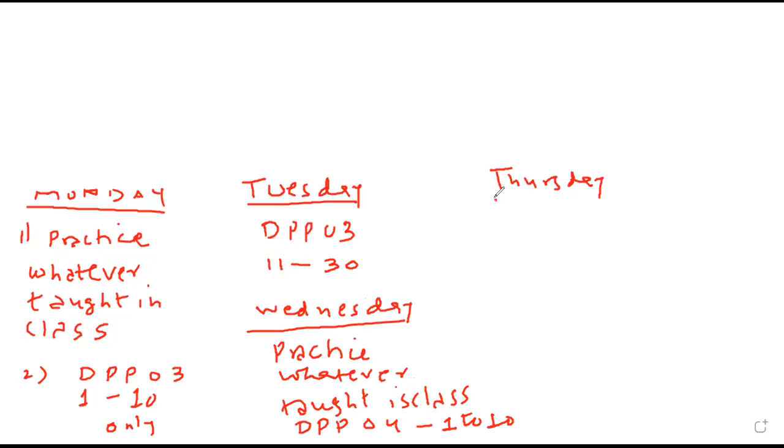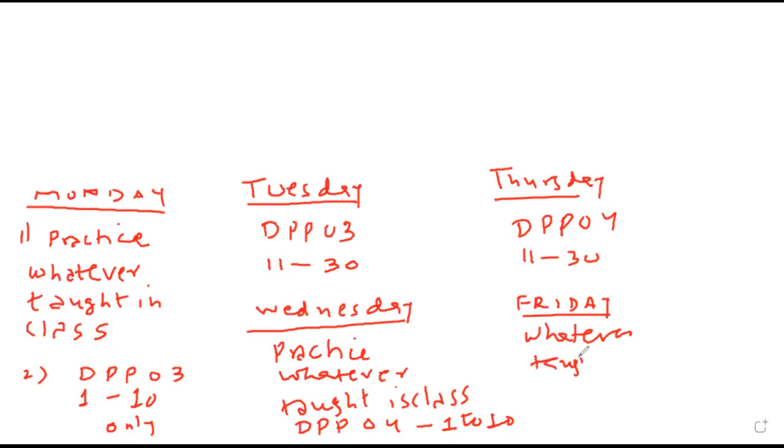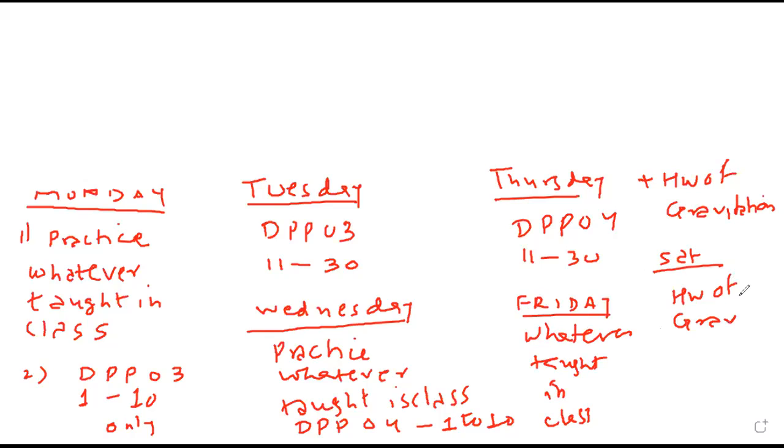Thursday, DPP 04, 11 to 30. Friday, whatever was taught in class plus homework of gravitation. In the gravitation sheet we have homework also. Saturday, again homework of gravitation.